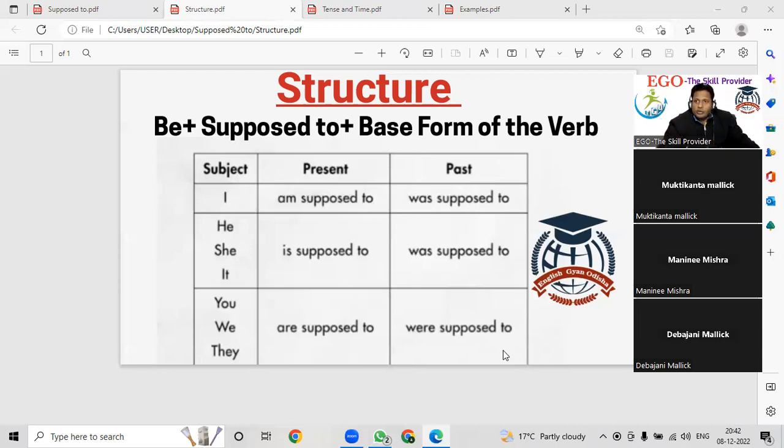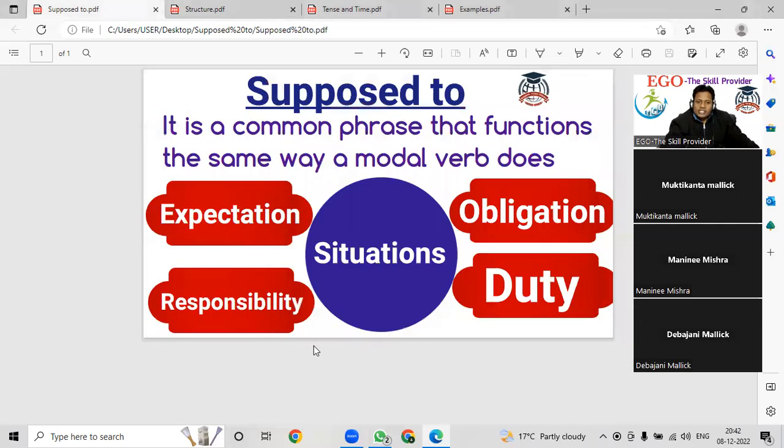And why are you supposed to use that? You are supposed to use it for different situations. There are four different situations where we can use it.